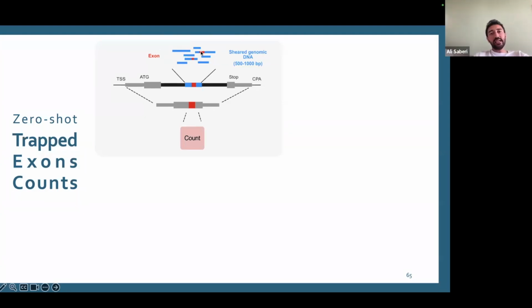Then they put these vector sequences in different cell lines, and they see which of these random DNA regions end up inside the final product. They call it a region trapped as exon. Then they measure the abundance, the count, of this trapped exon.